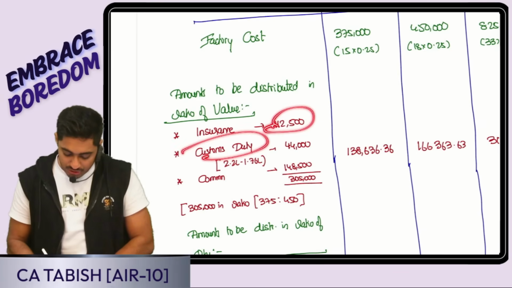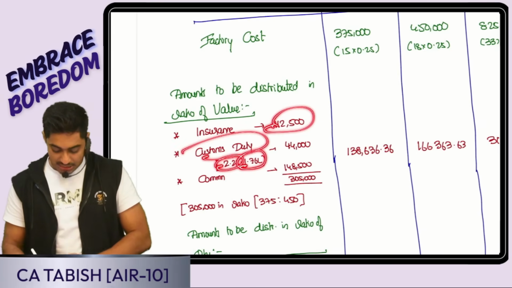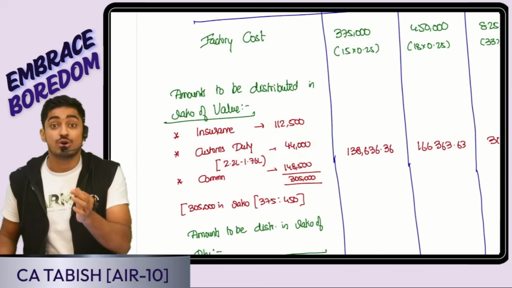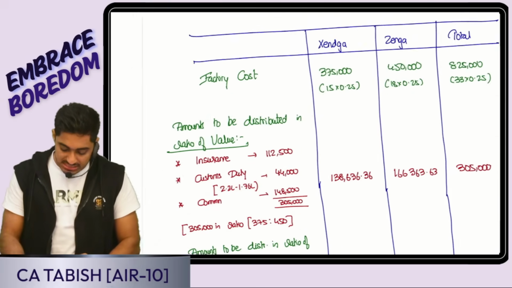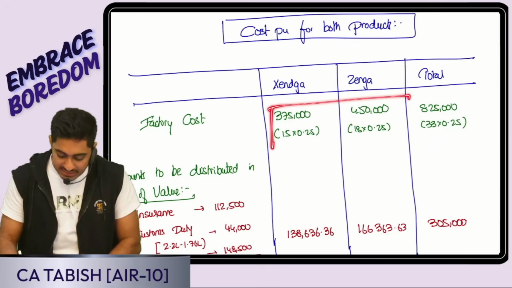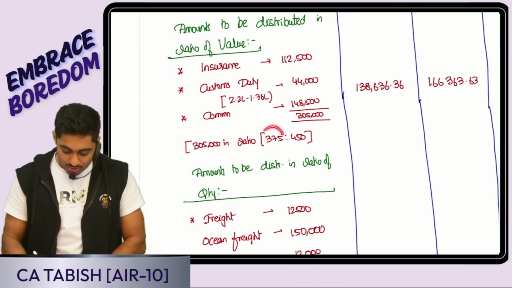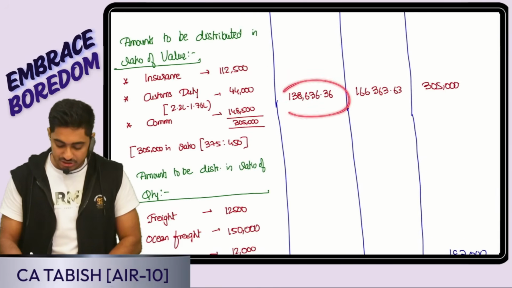Insurance, customs duty, total 2,20,000. In that 176 I got back, so 44,000 commission. This I will distribute in the ratio of value. Tell me what is the ratio of value, the basic pricing of the product. 3,75,000 and 4,50,000. So in that ratio, 375 is to 450, I have distributed.